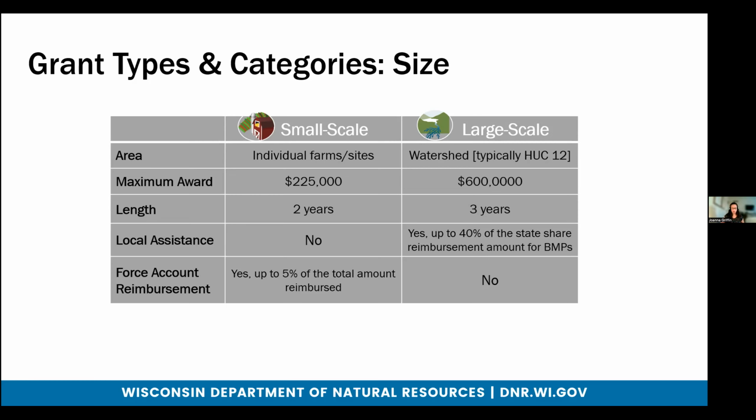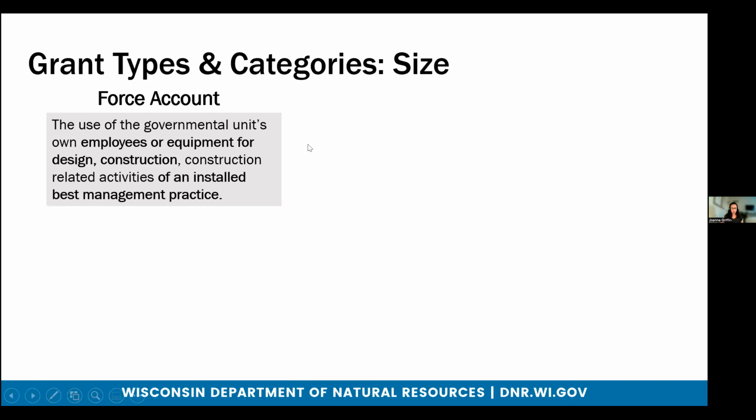I'm going to go into a little more detail about what force account and local assistance are. So force account is work done by the grantee's own employees or by the grantee's own equipment that's directly related to the design and construction of the BMPs constructed by the project. And as I said before, this is used in the small scale TRM grants.